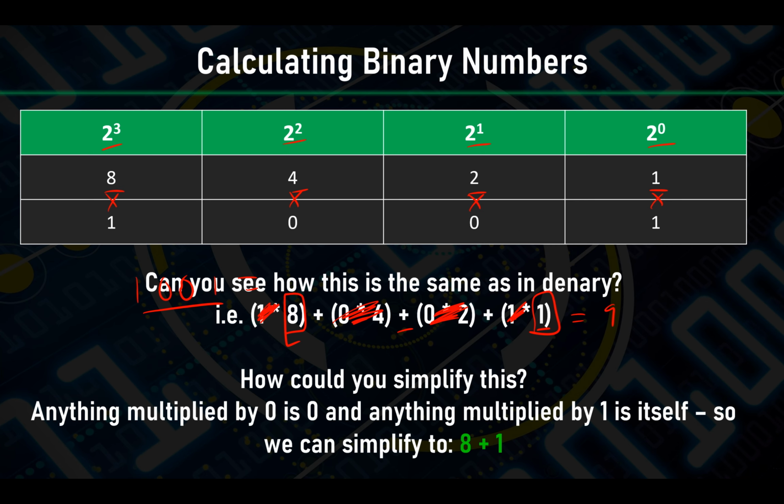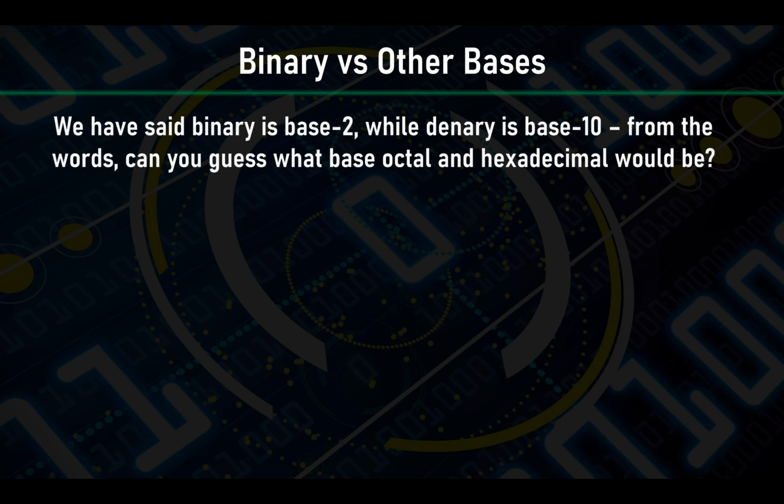So hopefully that makes sense. Anything multiplied by 0 is 0, and anything multiplied by 1 is just going to be itself. So basically, you can just remove that and just add them.